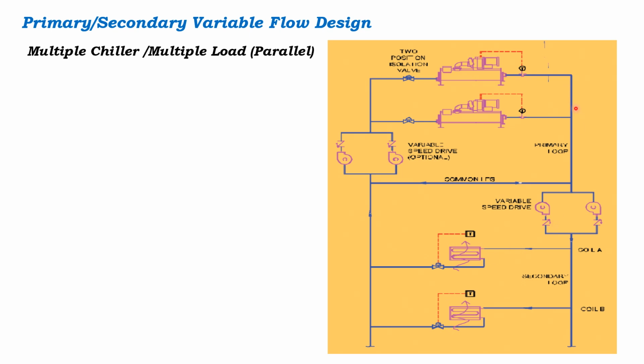So what will happen here? 100 GPM water is coming, and only 50 is being taken into the secondary loop. The remaining 50 GPM is going to be circulated into the primary loop to ensure that my chiller is not going to trip.